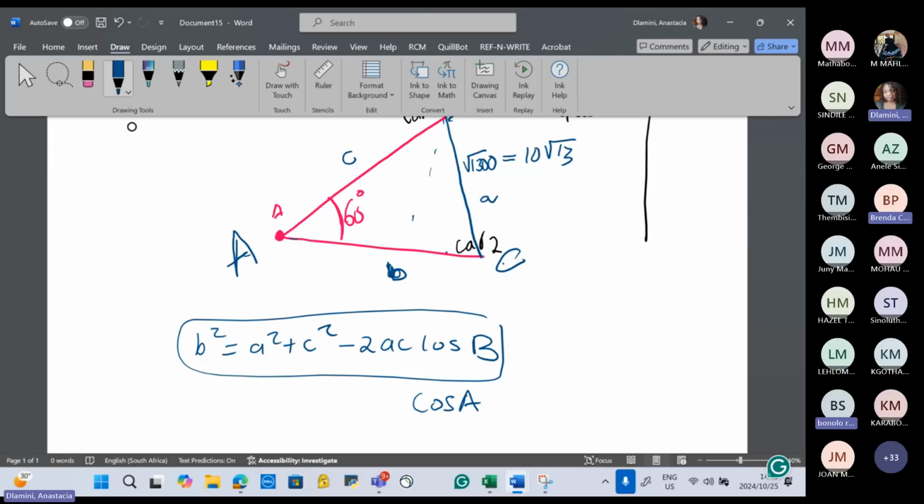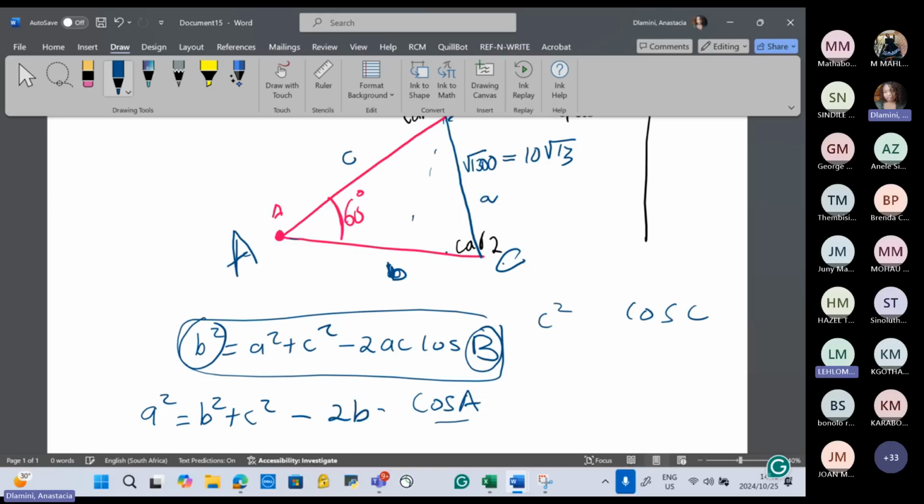Yes, ma'am. And we know that the cos of A comes with A squared, the cos of C comes with C squared, and the cos of B comes with B squared. So meaning that A squared is equal to B squared plus C squared minus 2BC. Do you see that?